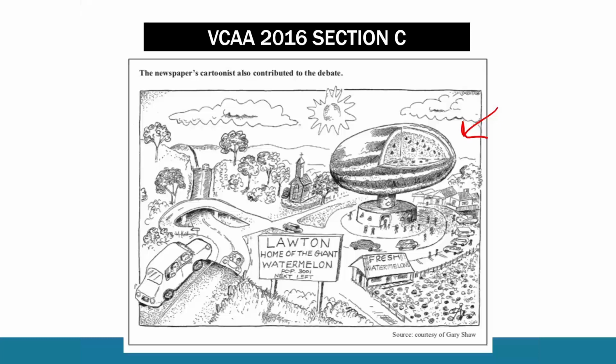The next step is to describe what you're literally seeing in the visual, and that's really simple. All you need to say is the cartoon illustrates a giant watermelon placed in the centre of the town.